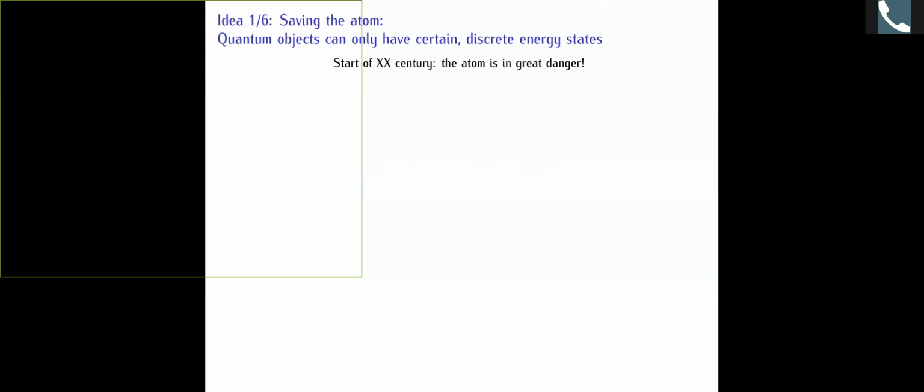First of all, I want to let you know that actually quantum mechanics saved the atom. Okay? And it saved the atom by the idea that things that are well described by quantum mechanics can only have certain discrete energetic states. So let me back out a little bit and tell you what was happening at the beginning of actually this century. Sorry, the past century. Oh my God, I'm getting old.